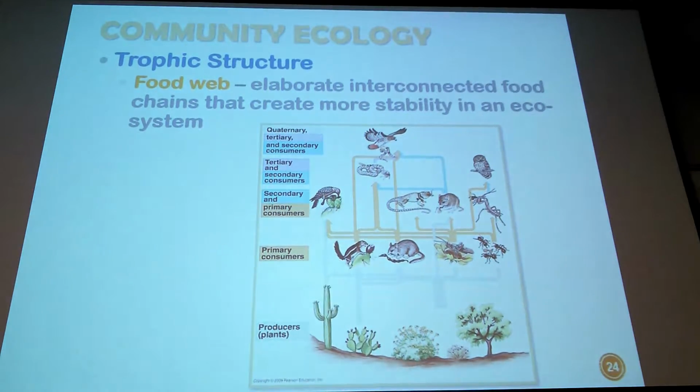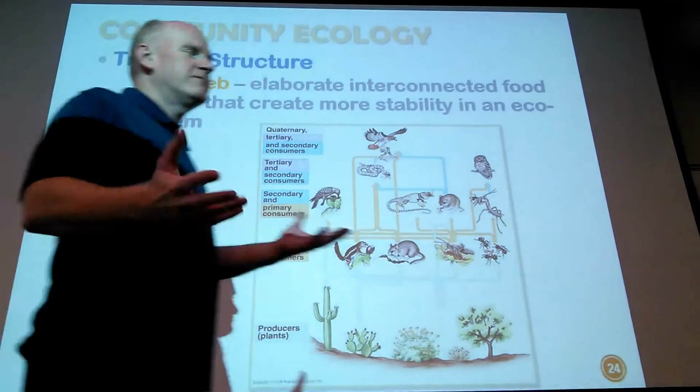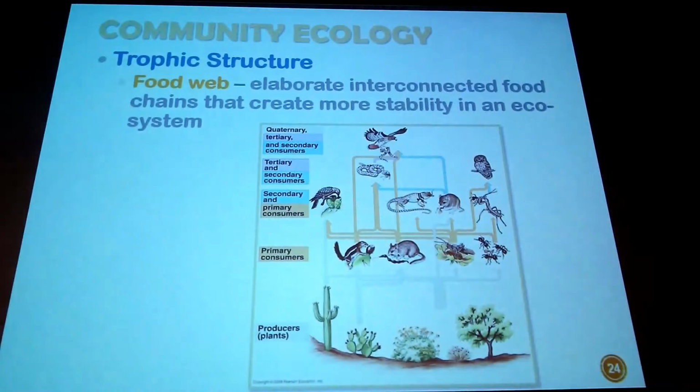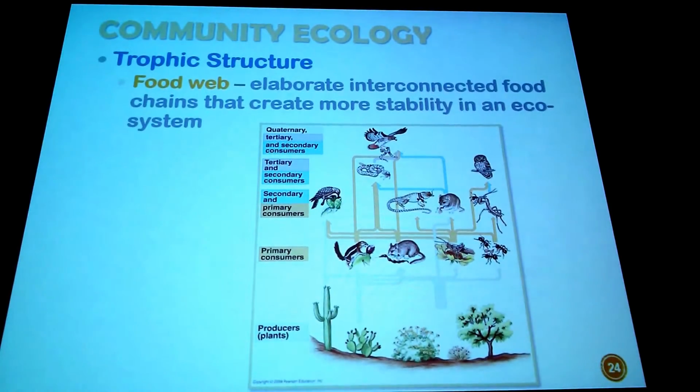So in a food web, you're eating more than one thing. It's like you've got a favorite restaurant. You eat just at this restaurant. One day you go and the restaurant's closed. What are you going to do next? Oh my goodness, I don't know. I never ate anywhere else. So a food web just gives you more options, creates more stability.